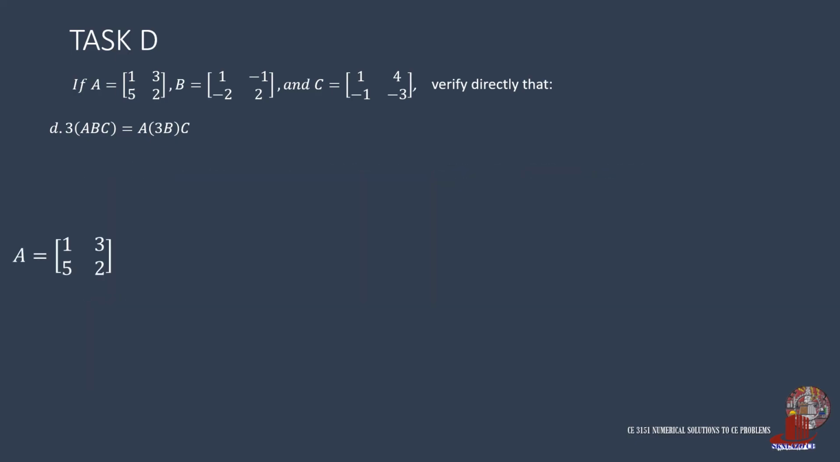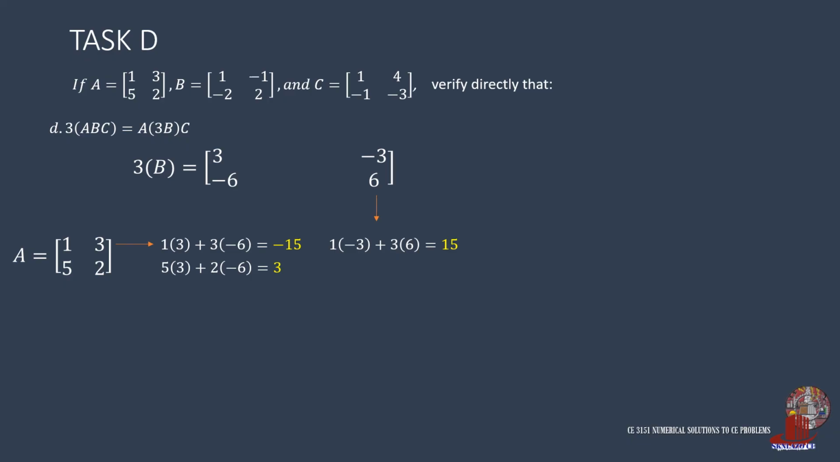Multiplying matrix A to matrix 3B is started from row 1 times column 1. That is 1 times 3 plus 3 times negative 6, giving negative 15. Row 2 with column 1 has 5 times 3 plus 2 times negative 6, yielding 3. Row 1 again with column 2 has 1 times negative 3 plus 3 times 6, or 15. Then row 2 times column 2 has 5 times negative 3 plus 2 times 6 as equal to negative 3. So matrix A3B has the elements negative 15, 15, 3, and negative 3.